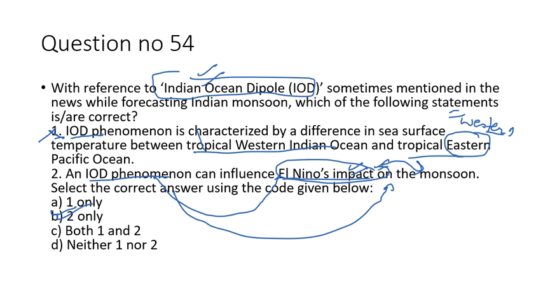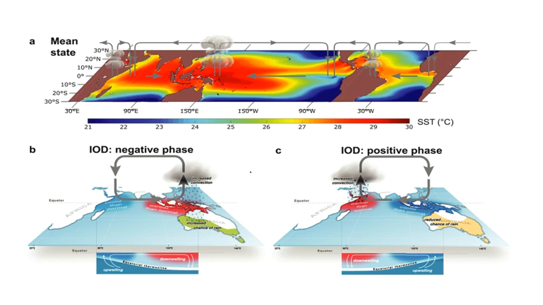Let me show you this map of the Indian Ocean Dipole. See, this is the Western Pacific, and this is the Western Indian Ocean. When the pressure in the Western Indian Ocean is low and the pressure in the Western Pacific is high, in that case this kind of cell would be there. This is called the positive phase of the Indian Ocean Dipole, and in the positive phase there would be increased rainfall in India, right?